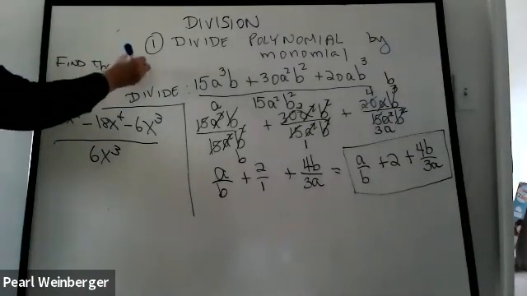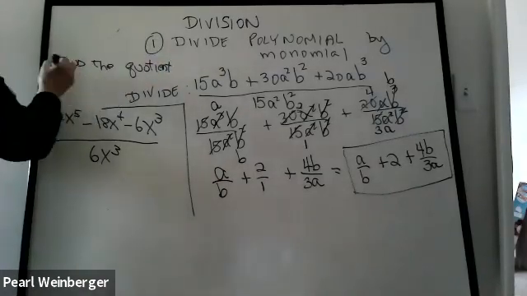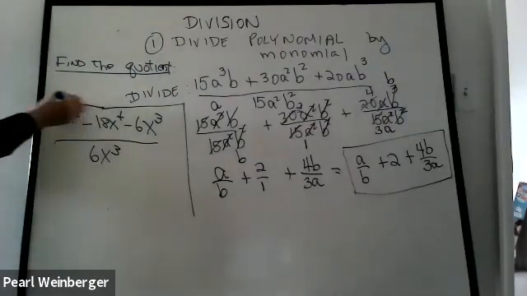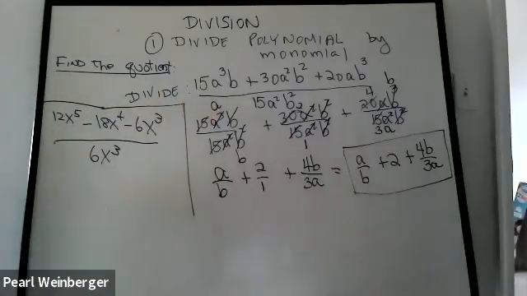When you see the word quotient, it means that you're doing a division. And when you do a division of a polynomial by a monomial, you do it the method I just showed you before.